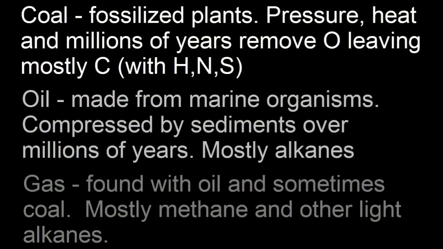Here's a summary. So coal is fossilized plants. Pressure, heat, millions of years removes the oxygen, leaving mostly carbon, with some hydrogen, nitrogen and sulfur. Oil is made from marine organisms, compressed by sediments over millions of years, and they're mostly alkanes, which are hydrocarbons. And gas, that's found with oil, sometimes coal, sometimes on its own. It's mostly methane and other light alkanes. And we're done.